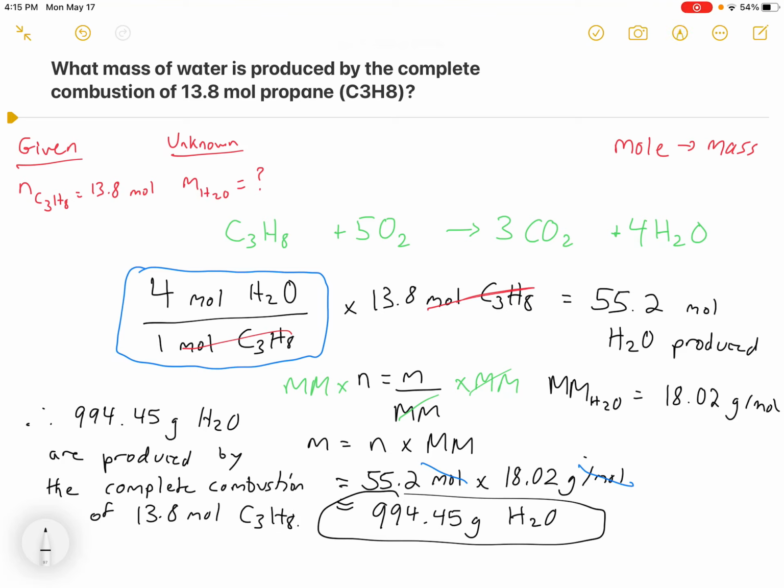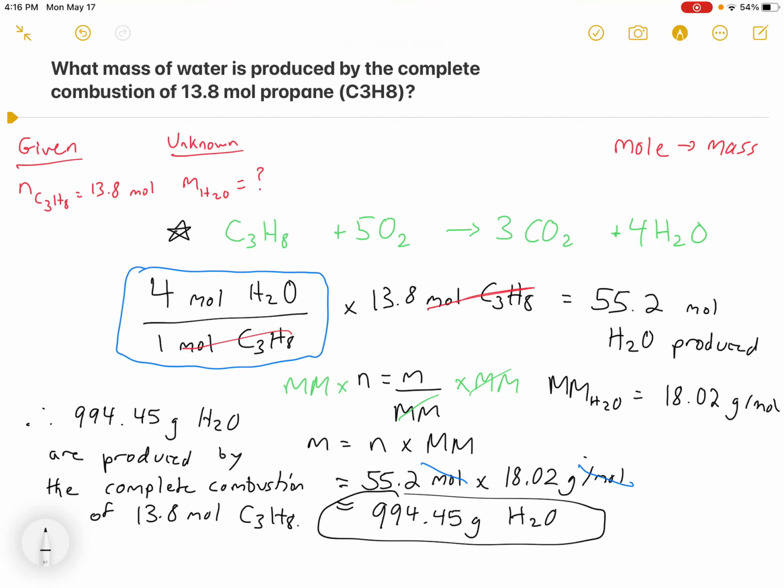So again, just to recap, I had identified there that it was a mole to mass problem by simply looking at what was given and what was unknown. The wording of stoichiometry problems really does not matter at all. You simply just need to determine what are the units that you're given and what are the units you're being asked to find. And then you'll be able to know if it's a mole to mass problem, a mass to mole problem, or a mass to mass problem. So we identified it was a mole to mass problem.